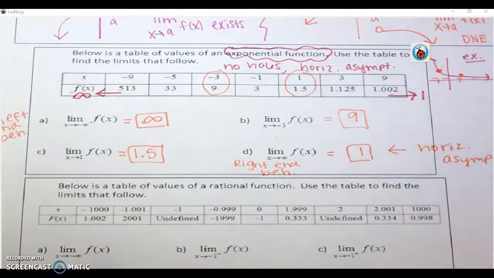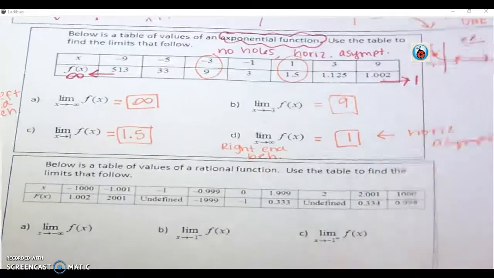Okay, so if they tell you it's an exponential function, the graphs are going to look similar to that. One side is going to be going towards infinity or negative infinity. The other side has to be going towards that horizontal asymptote. And there are no holes, so you're going to want to make sure that you see that it would just be the y value.